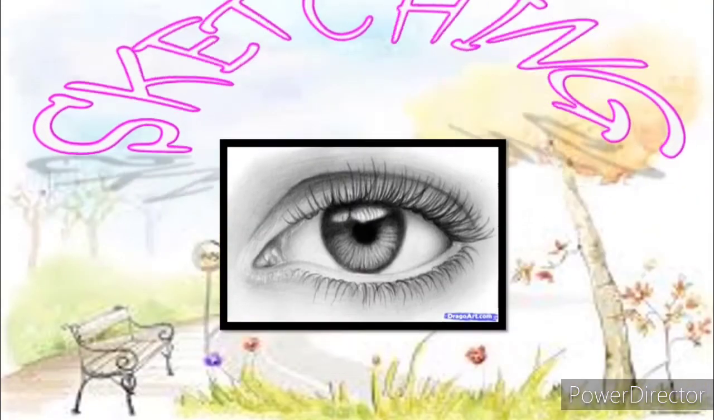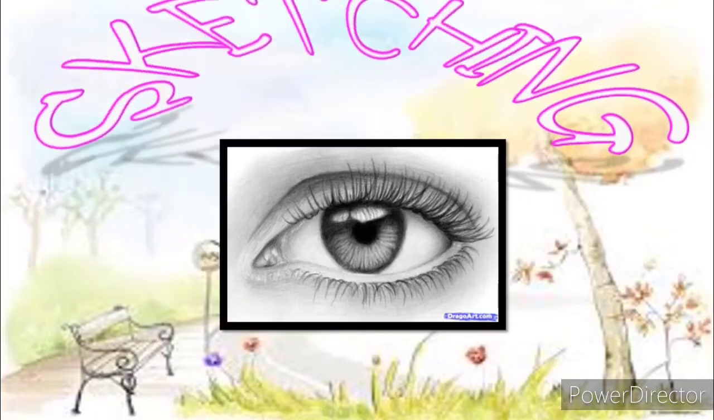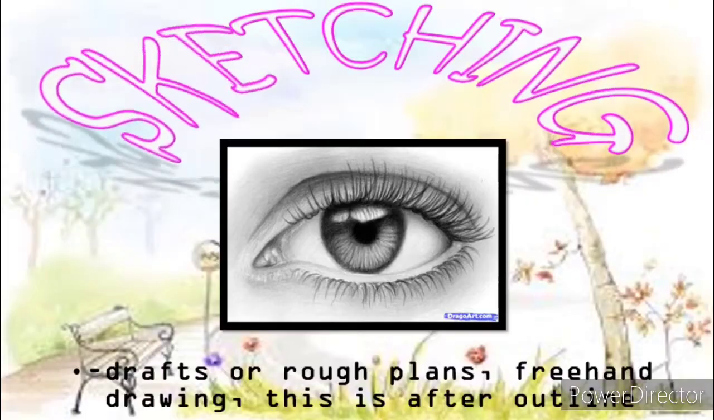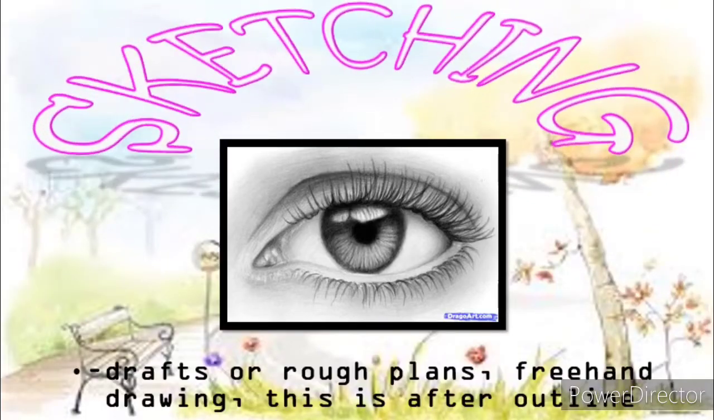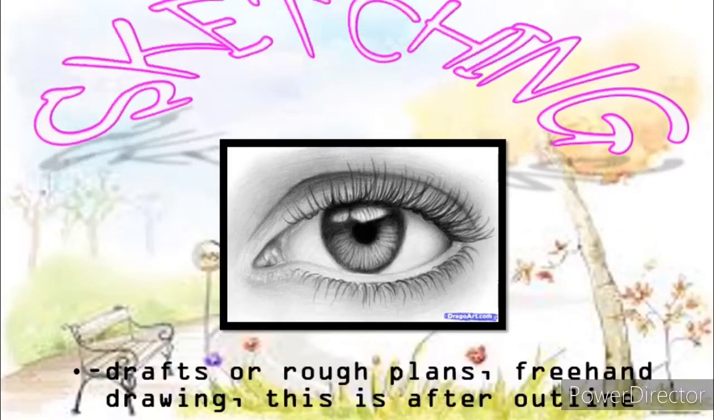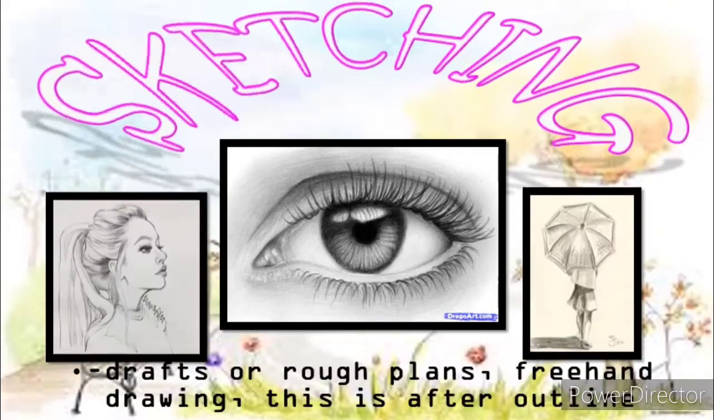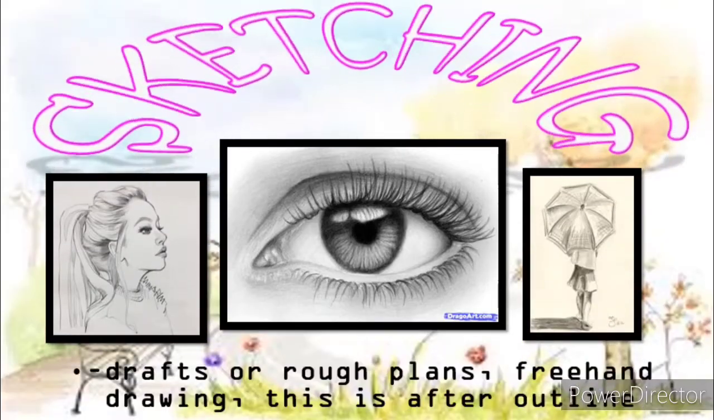Second, sketching. Fashion designers or engineers, for example, draw their designs or rough plans through sketching. Sketching is a freehand drawing. It may or may not require shading. After doing the outline of an object, sketch the details. These are examples of a masterpiece or an output using sketching.